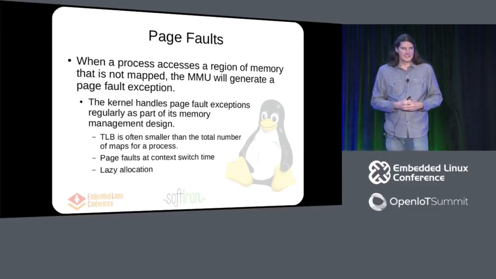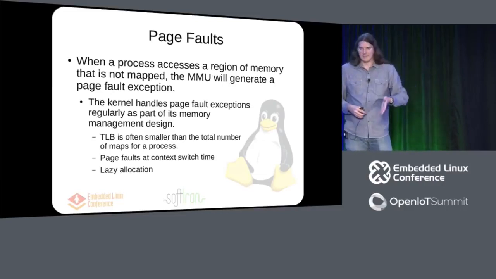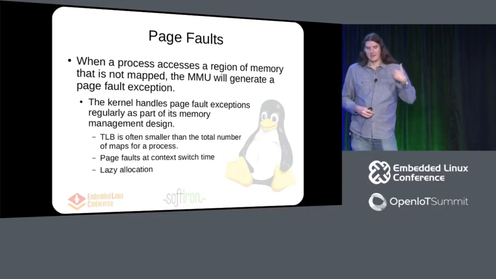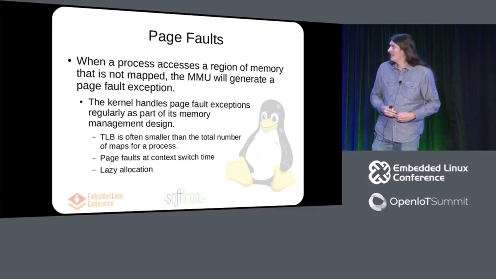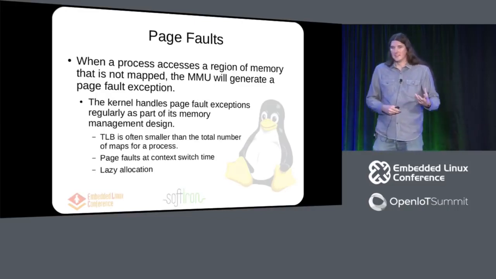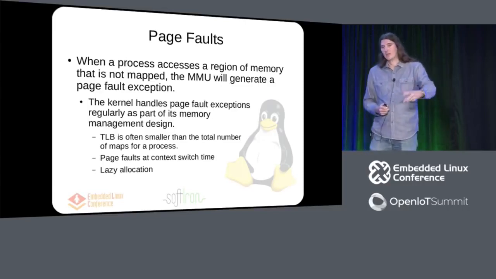Page faults occur at context switch time. So when a context switch occurs, all of the maps for a user space process in the TLB are invalidated, and page faults will happen as memory is accessed. Another use of page faults is lazy allocation, which we'll talk about, where memory isn't actually allocated when you request it. It's only allocated when it's used.